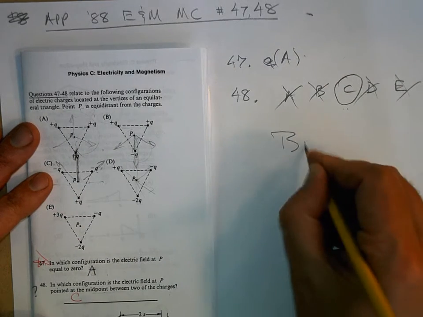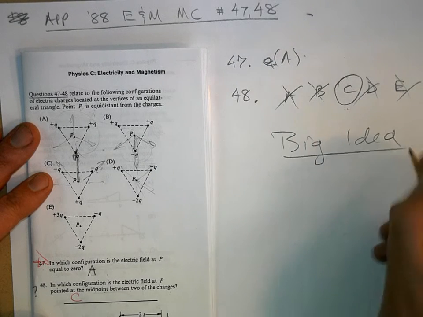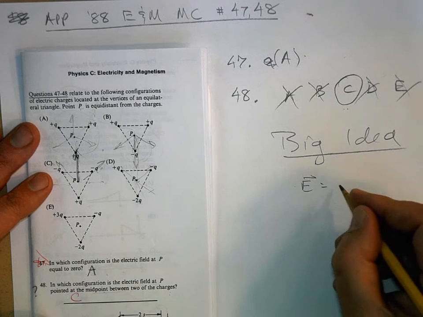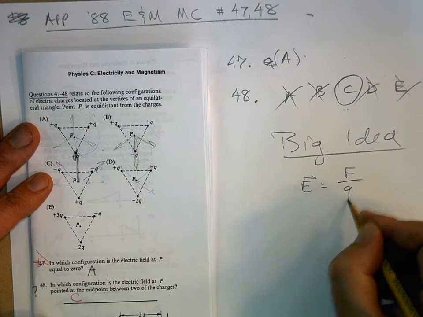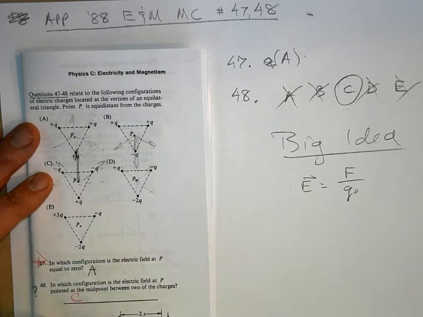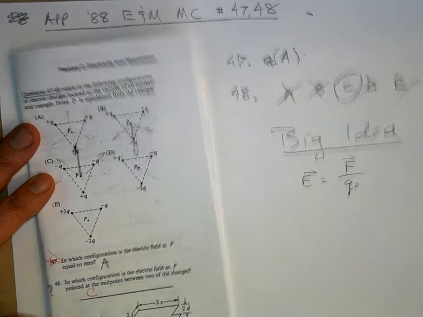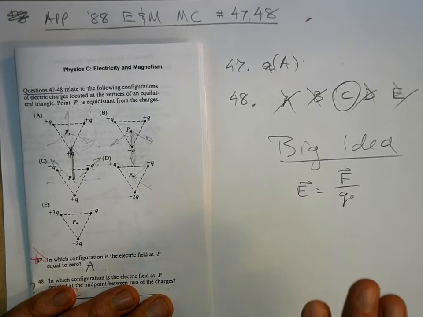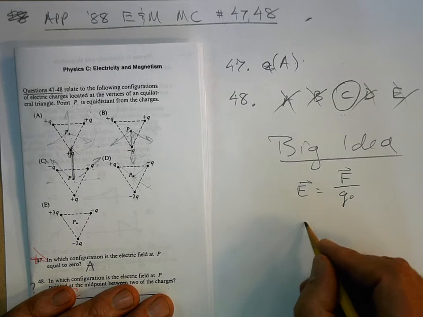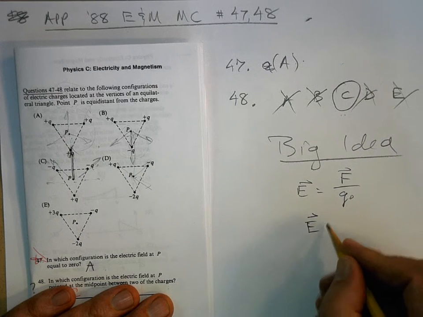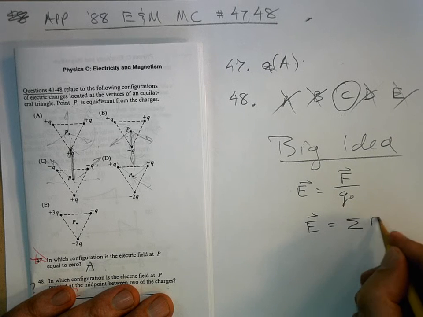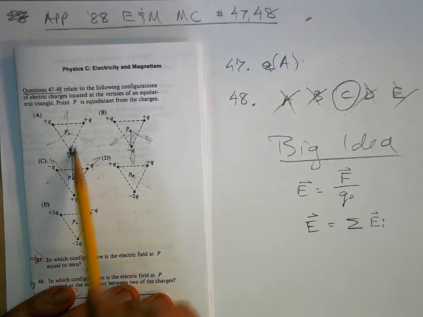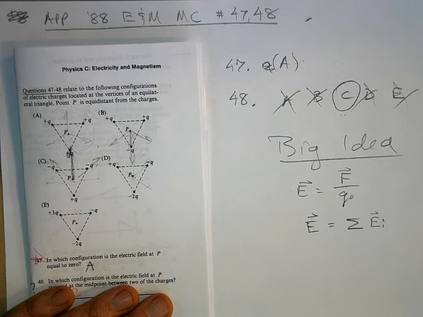So what's the big idea? Okay, first of all, the electric field is equal to the force on my little positive test charge that I put at point P. And they're vectors, right? And so, the electric field is what happens to a positive test charge at that point. And electric fields add. So the total electric field is equal to the sum of all the little electric fields. The electric field from this charge and this charge and this charge, you add them together as vectors to see what the result is going to be.